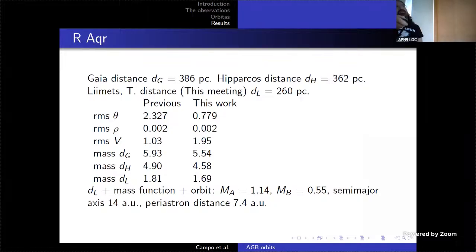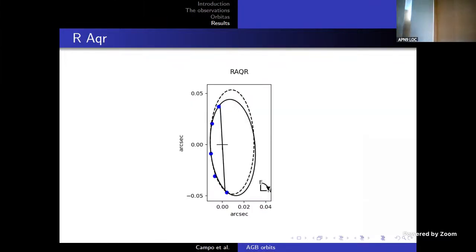The Gaia distance and the Hipparcos distance give unrealistic masses for the system, but with this new distance, we get a better system mass. And because we have a spectroscopic orbit and a spectroscopic solution, we can get, with the mass function, the individual masses of the system. We have, for the primary, 1.14 solar masses, and for the secondary, 0.55 solar masses, with a semi-major axis of 14 astronomical units and a periastron distance of 7. And as you can see, this is the adjustment.